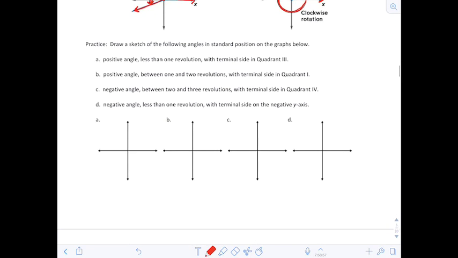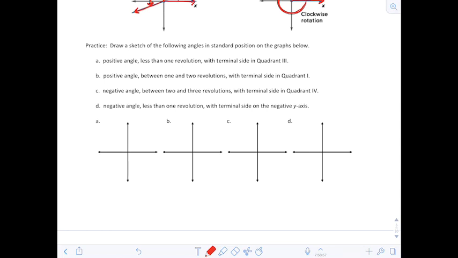So we're going to practice and draw a few sketches of the following angles in standard positions on the graphs below. So the first one, to be in standard position, again, we're going to start at the positive x-axis right here. So A says we want a positive angle less than 1 revolution, so less than 1 full circle around, and the terminal side in quadrant 3. Now, since they refer to quadrants, we're going to just revisit and make sure we know where our quadrants are. This is quadrant 1, quadrant 2, 3, and 4, and that should be familiar to you.